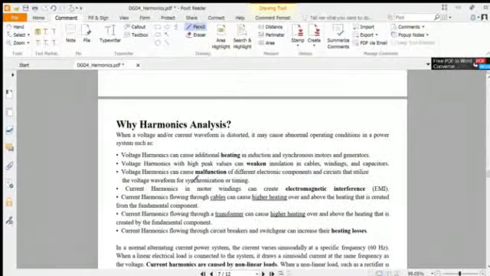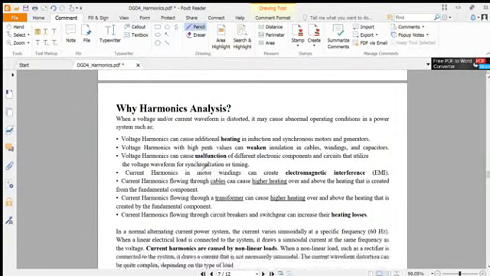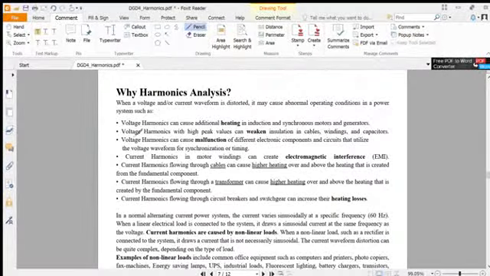So why do we need to analyze the harmonics? Actually there are two types of harmonics. One is voltage harmonics, and another is current harmonics. Harmonics can cause heating, sometimes weaken the insulation, cause malfunction of electronic devices, and cause electromagnetic interference. There is also heating loss. So there are several effects because of harmonics.